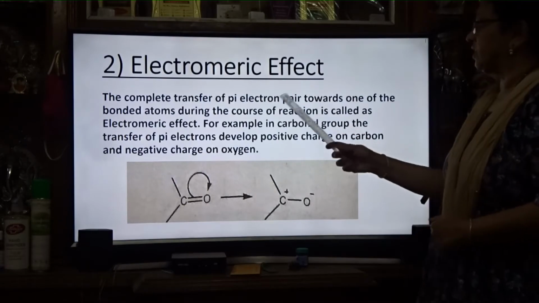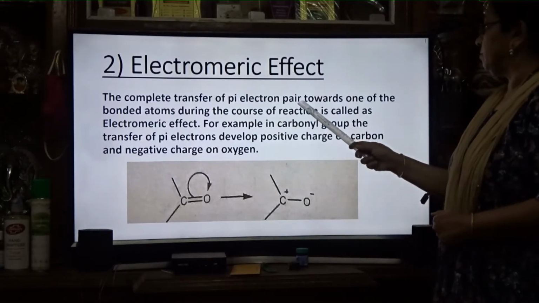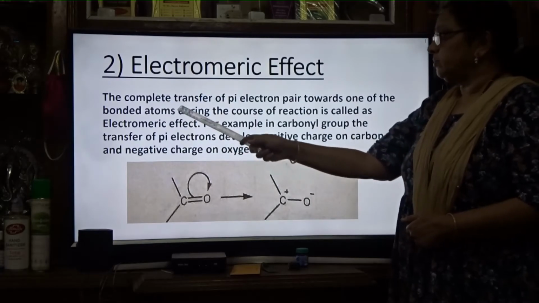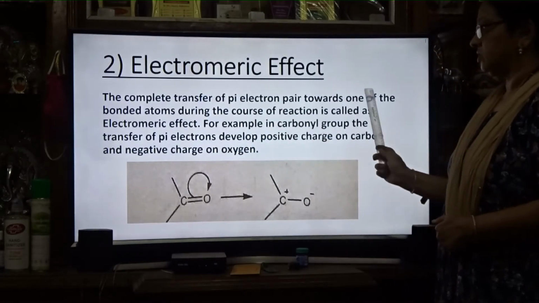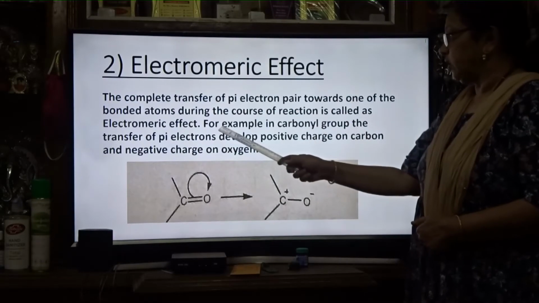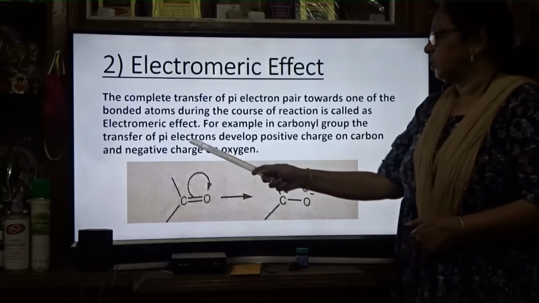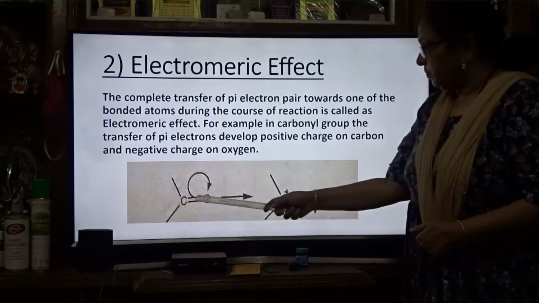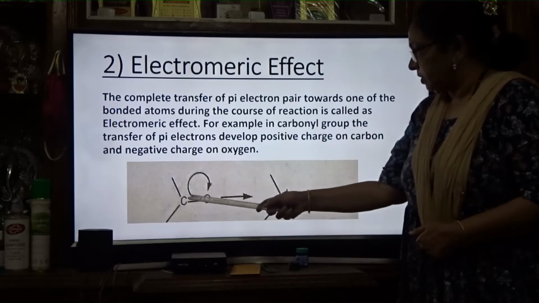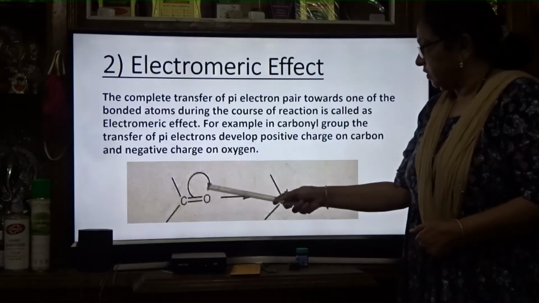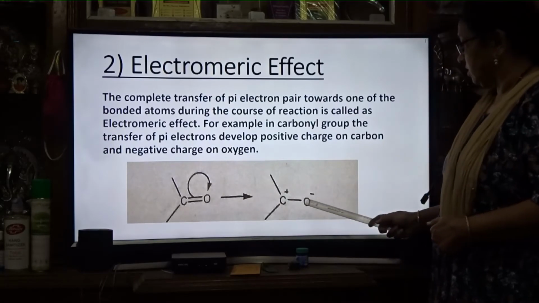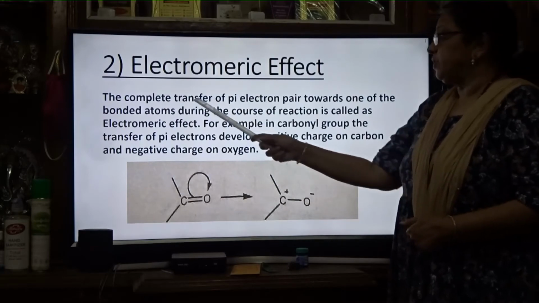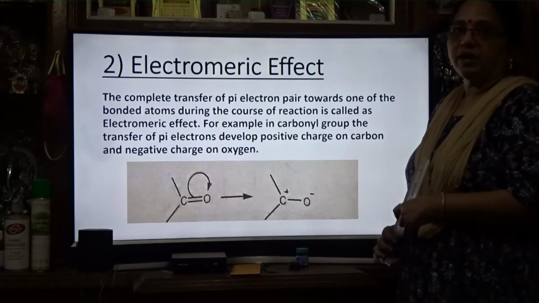Then electromeric effect: the complete transfer of pi electron pair towards one of the bonded atoms during the course of reaction is called electromeric effect. What is happening? The complete transfer of pi electrons is taking place. For example, in carbonyl group, the transfer of pi electrons develops positive charge on carbon and negative charge on oxygen. The pi electrons are transferring to oxygen, so oxygen gets negative charge and carbon gets positive charge. This type of complete transfer of pi electrons is known as electromeric effect.